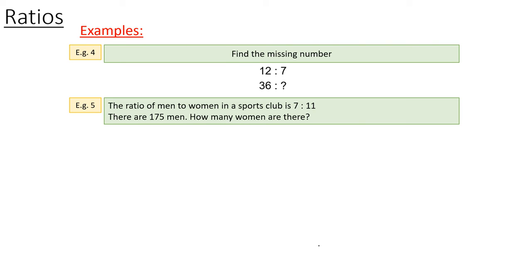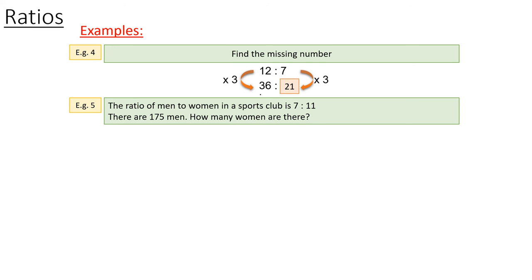Okay, another example, if you copy this as we're going along. Find the missing numbers. We've got 12 to 7, and then we've got 36 to what? How do we get from 12 to 36? Well, we multiply it by 3. So 7 times 3 will give us an answer of 21.